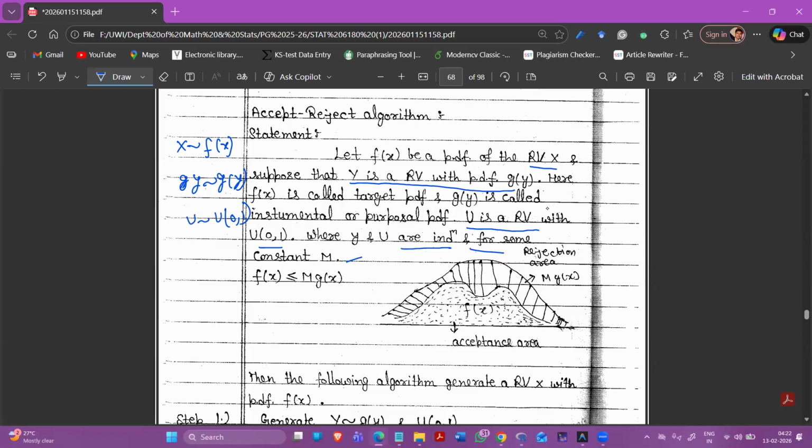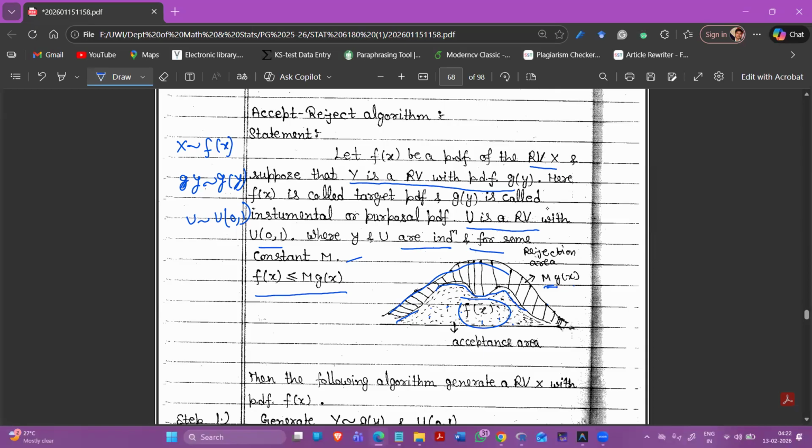Here, if you have the relation fx is less than or equal to m into gx, that means if you plot the density functions, this is the density function of your fx, and after multiplying by the constant m, gy is completely covering the fx. So you can use m into gx to generate the random values for fx.